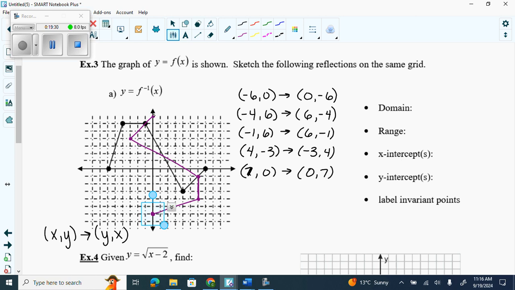Okay. How many invariant points are there? There's one place where the x's and y's are the same. The easiest way to check for invariance is just draw the line y equals x. So we're going to draw a dashed line where y equals x. That means 0, 0. Is that not where y equals x? 1, 1. Correct? 2, 2. 3, 3. 4, 4. 5, 5. 6, 6. 7, 7. Negative 1, negative 1. Negative 2, negative 2.